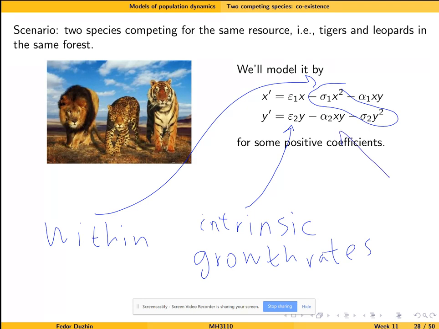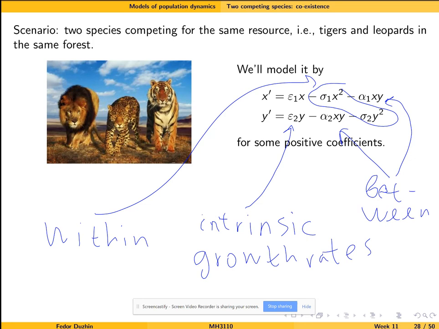And then these two terms, minus alpha 1 xy and minus alpha 2 xy, model the bad influence of y on x and the bad influence of x on y, respectively. So they model the competition between the species.